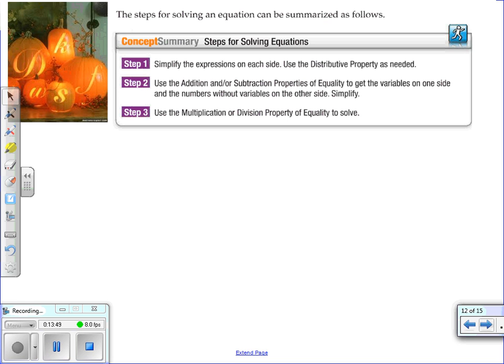So to review, the steps for solving an equation can be summarized as this. And you might want to write these down very carefully and legibly to refer to as you do your homework tomorrow. So your first step, step 1, is to simplify the expressions on each side and use the distributive property if you have parentheses or brackets. Step 2 is to add or subtract equalities, get the variables on one side and the numbers without the variables on the other side, and then simplify. And step 3, then you'll multiply or divide to solve.